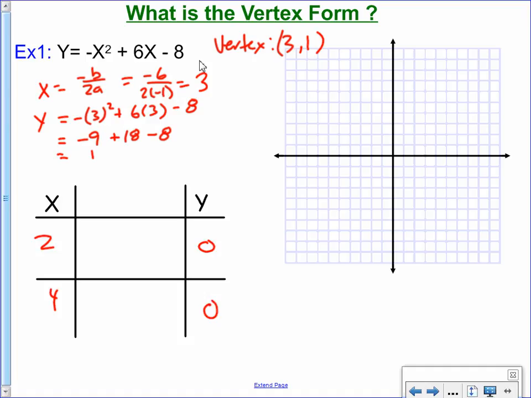Okay. Let's graph this. Make sure we have the right graph. It's starting out with a negative, so it should be opening down. So we have 3, 1, 2, 0, and 4, 0. Sure enough, this should be the right graph.